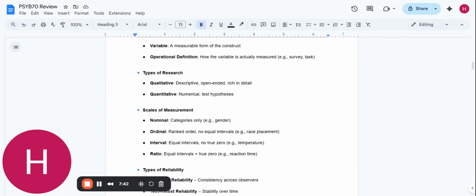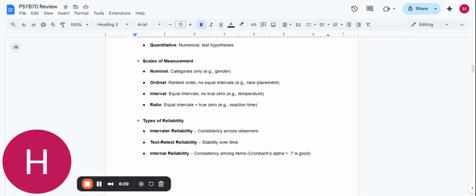There are two different types of research, qualitative and quantitative. I think that's something very clear. Qualitative research is more descriptive and open-ended, and it's very rich in details. Like you can have interviews with people and you can just let the study flow. Quantitative research is more focused on numbers and hypotheses. So it's important to know the difference between these two terms.